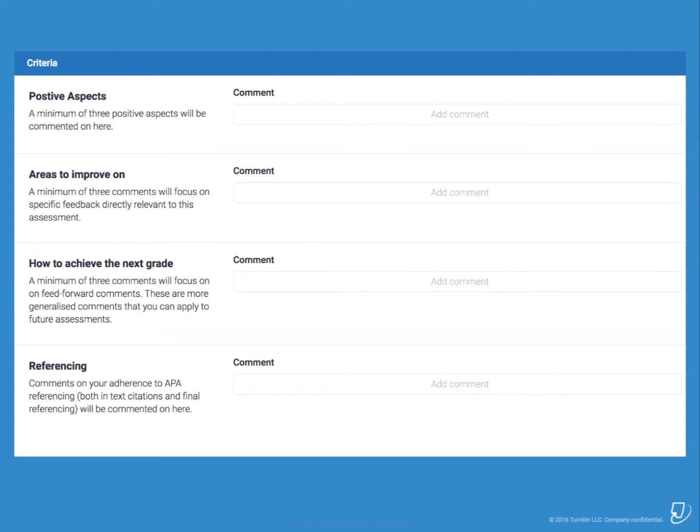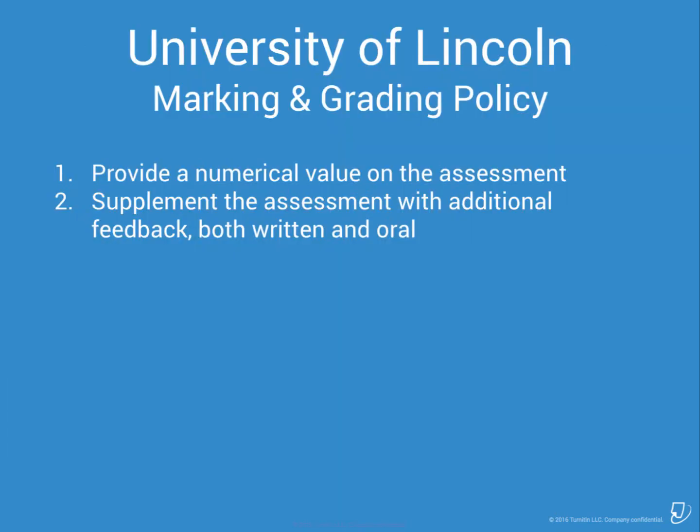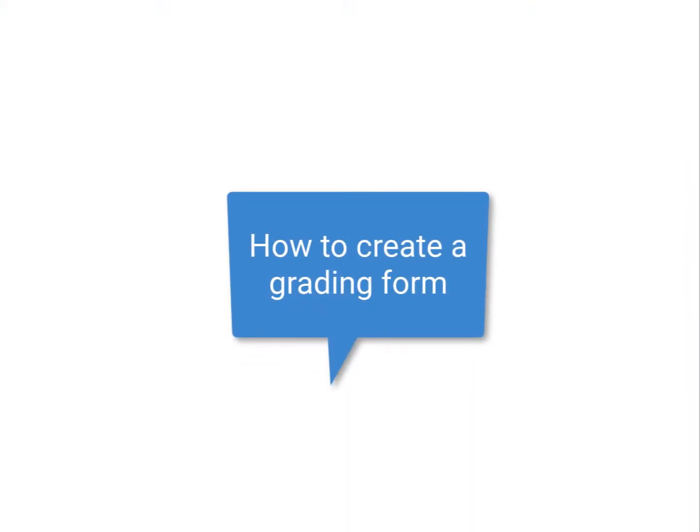in rubrics. If you incorporate Turnitin as part of the learning process by allowing students to submit an assignment in advance of the deadline, grading forms can be an ideal way of adding flexible criteria-based feedback. The University of Lincoln's marking and grading policy recommends that you provide a numerical value to the student and supplement the assessment with feedback, both written and oral. We will now take a look at how to create a grading form.